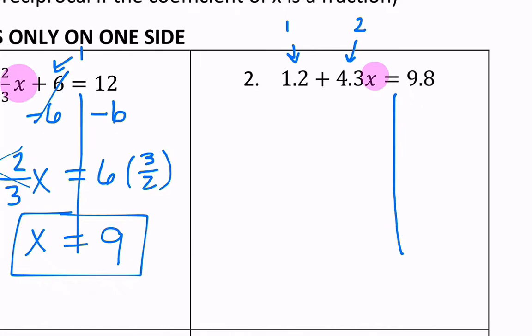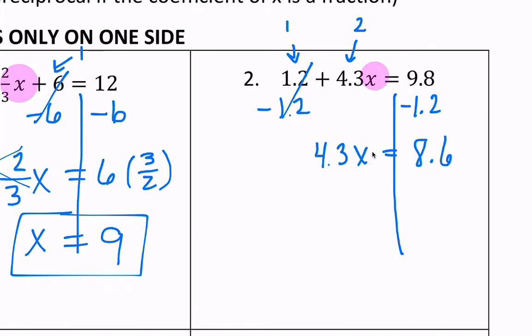Okay, well, that 1.2 is a positive 1.2. So to get rid of something that's positive, you have to do the opposite. So negative or take away. So I'm just going to subtract 1.2. What I do on one side, I make sure I do the exact same thing on the other side. This positive 1.2 and this negative 1.2 cancel. So the only thing left over here is this 4.3x will drop down. You always put your equal sign on the line. And on the other side, we had 9.8 minus 1.2, which is going to give me 8.6.